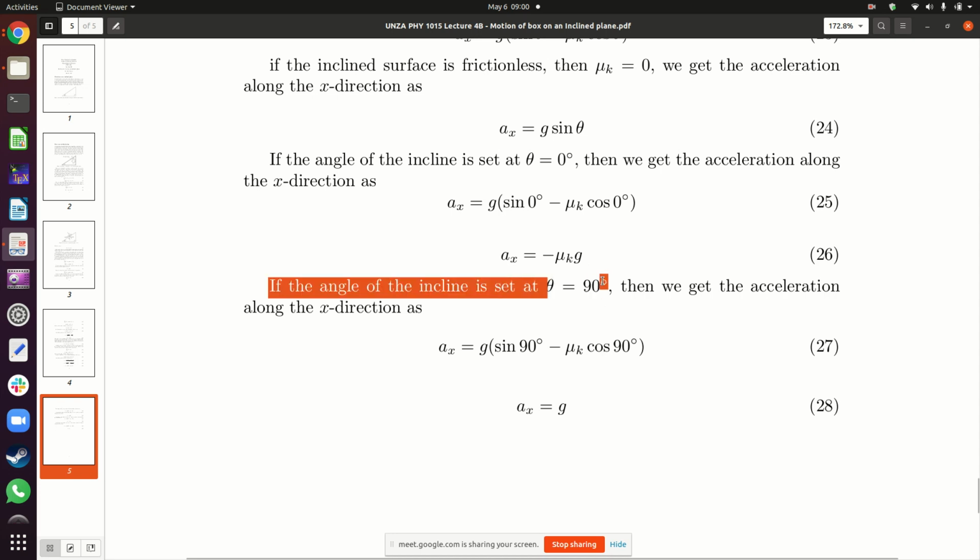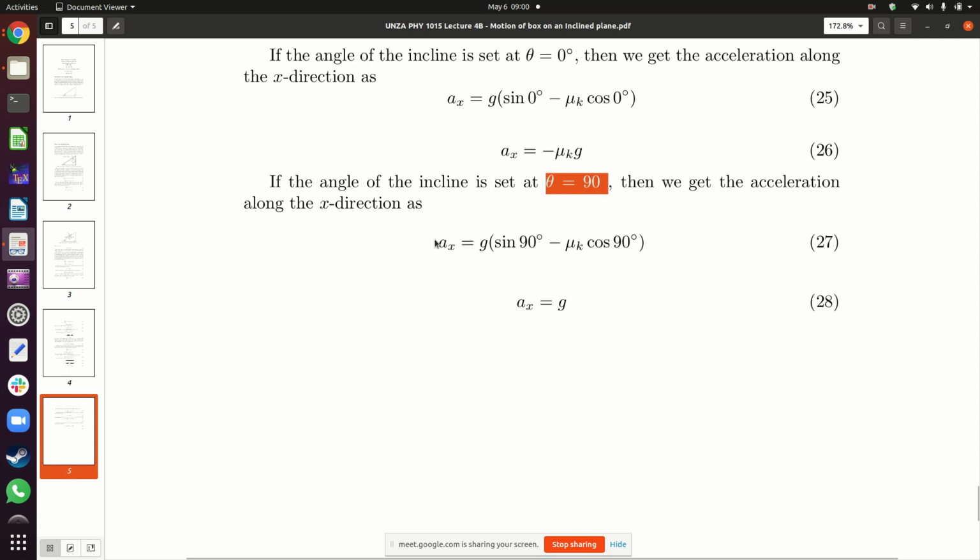In the other case, you increase the angle of the incline and it becomes equal to 90 degrees. Then the acceleration a_x is going to be equal to g sin 90 degrees minus mu_k cos 90 degrees. Now sin 90 degrees is equal to 1, cos 90 degrees is equal to 0. So 0 multiplied by whatever the coefficient is gives you 0. You remain only with g multiplied by 1, and that gives you an acceleration a_x equal to g. So when the incline becomes a vertical wall, the acceleration is just equal to the acceleration due to gravity.